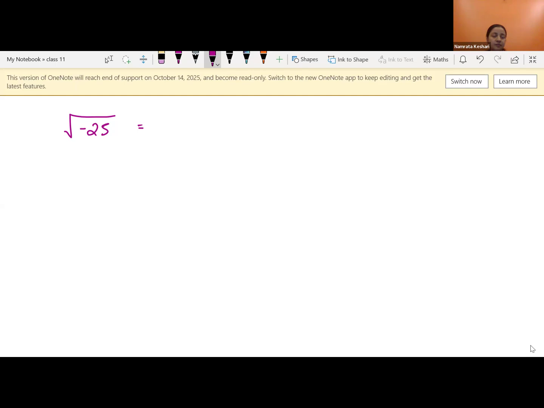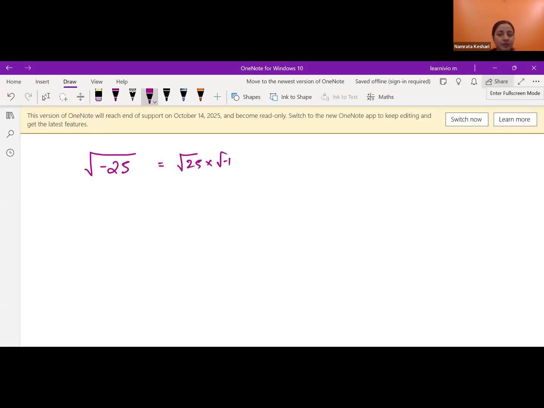Teacher, can't hear you. Can we write it as root 25 into root minus 1? Yes, Abdul. Hello, can you hear me, teacher? Yeah, I can hear you. The voice is cracking a lot. Okay, it's lagging, just a moment. Can you hear me, Abdul? Yes, now I can hear you.